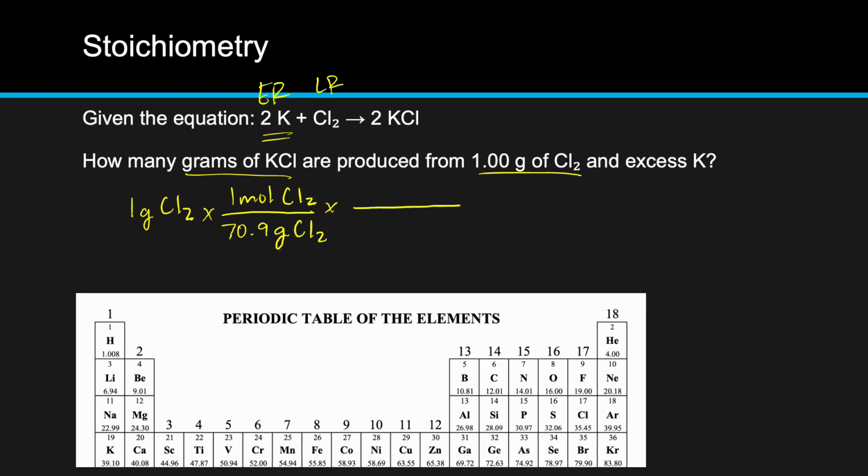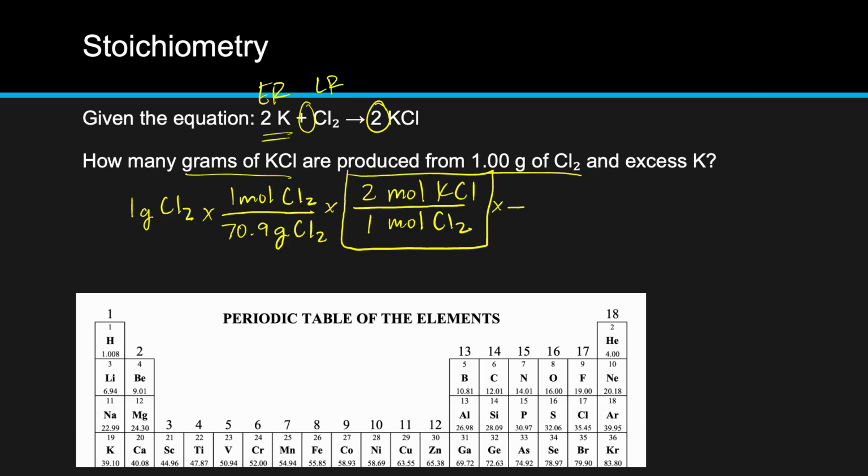Now that I am in moles of chlorine gas, I want to get rid of that, and I want to get 2 moles of KCl. This is called the mole ratio. This is the only time in which the number in front of mole is not 1, and that's because you're getting the numbers from the balanced chemical equation. So KCl, I have 2 moles of that. Chlorine, I have 1 mole of that. Now, if it was asking for moles of KCl, I would be done, but it's not.